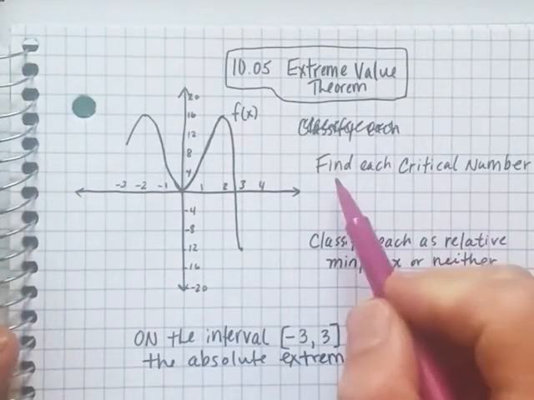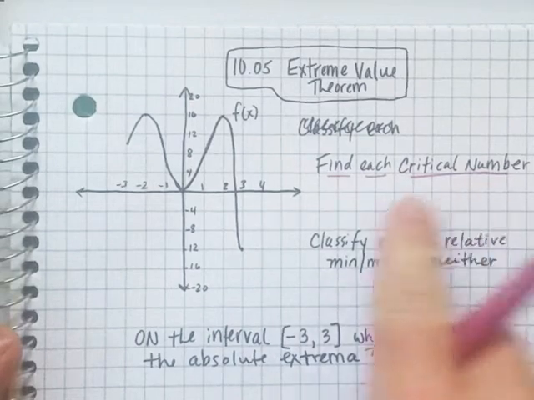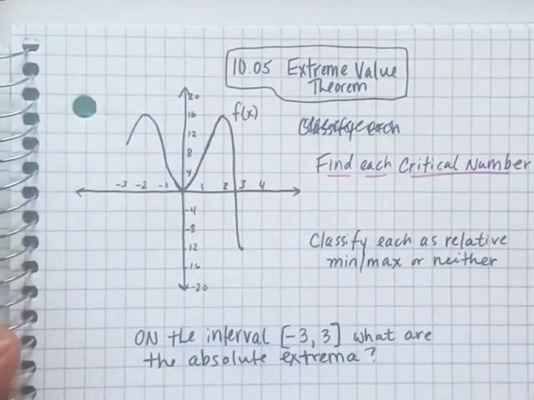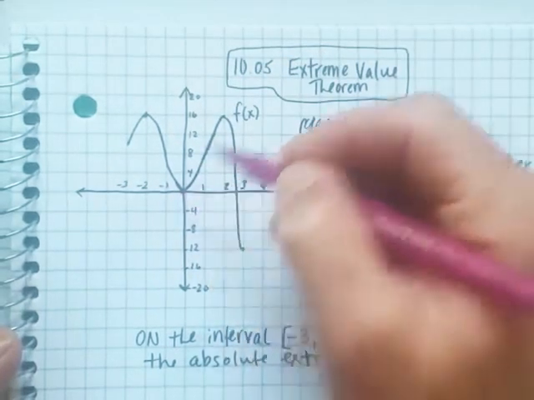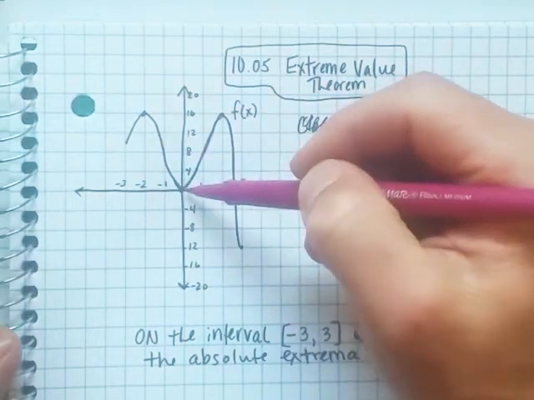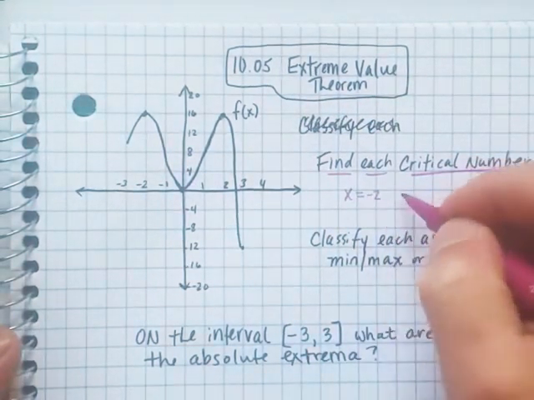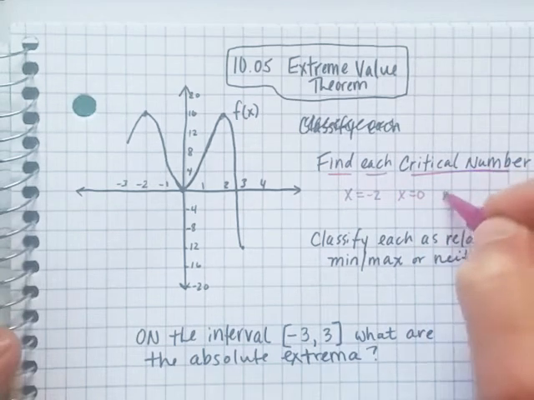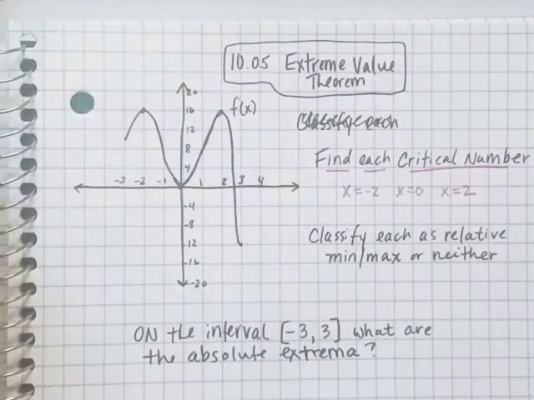So we're going to find each critical number, but in this case we only have a graph. To find those critical numbers, think about your relative maxes and mins, 1, 2, and 3. So you'd have critical values at x equals -2, x equals 0, and x equals 2. We can do that with the derivative if we have the equation, but in this case, we're just looking for maxes and mins or horizontal tangents.